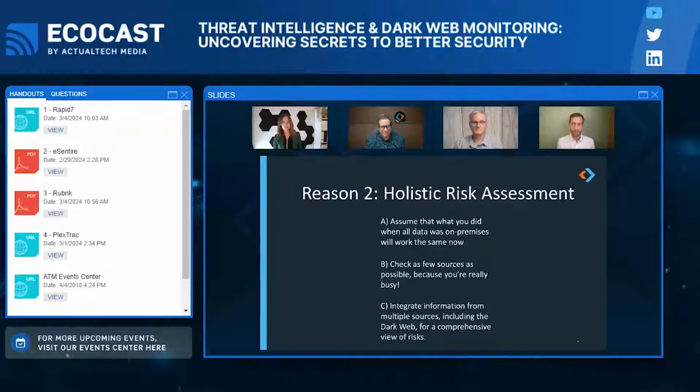Option C, that's a great flow. Not only are we being proactive, but we're being proactive in our understanding of the threat landscapes. Mackenzie, what do you think about holistic risk assessment? Which answer is speaking to you, my friend? Well, I couldn't go with A because it's never safe to assume anything. So that deductive thinking was just out right away. B, I mean, checking few sources, I'm skeptical about that. So I also went with C.